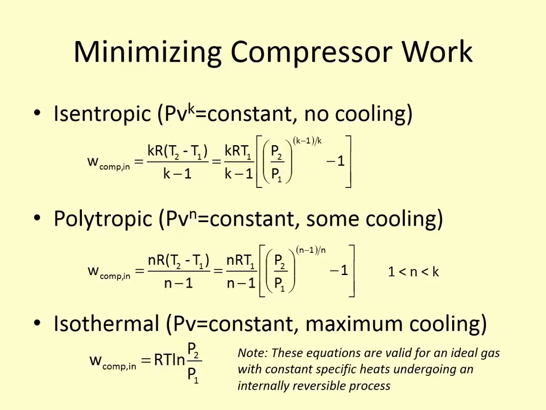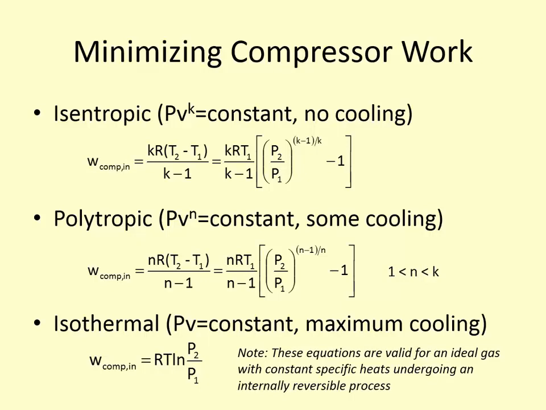A polytropic process is PV^n, where n is some value that's in between 1 and k. And this means that we're actually removing some heat from our fluid as we compress it. So depending on how close n is to 1 or how close it is to k, it will be more cooling or less. So the closer we get to 1, the more cooling that we perform upon our system.